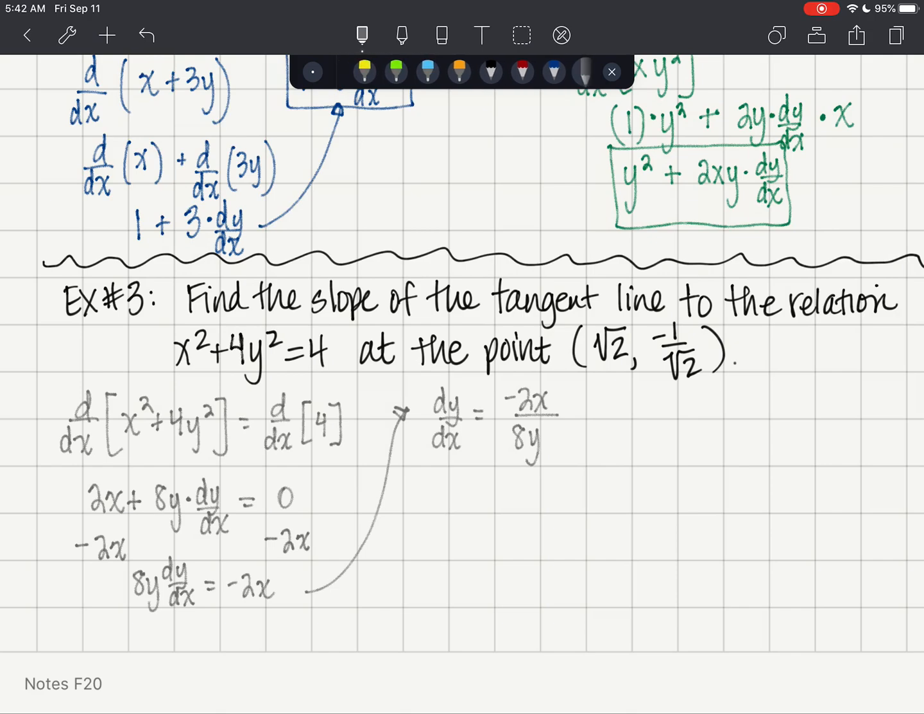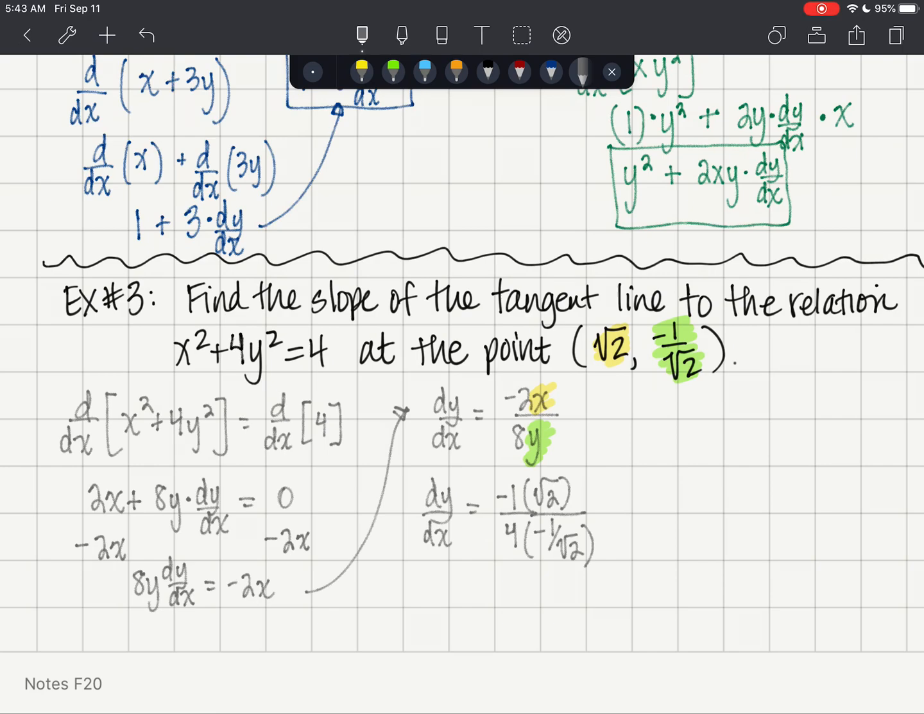It's all about this x and y though. This x is this x, and this y is this y. So it's really important when we plug the numerical value in to find the numerical slope that we have both values from the ordered pair. Now when I rewrite it, I am going to reduce. This is negative 1 over 4. And in for x is the square root of 2, and in for y is negative 1 over the square root of 2.